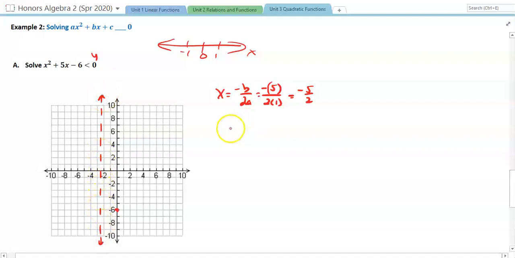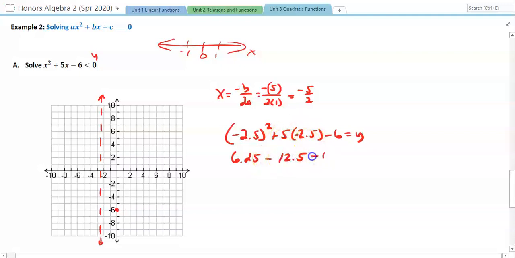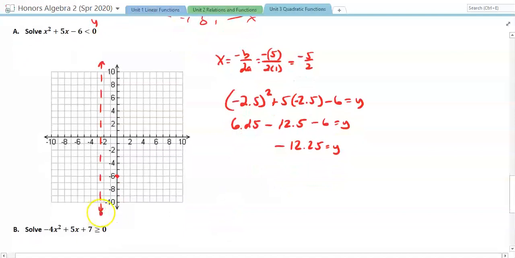I could plug that back in. And so, again, you could use the decimal or the fraction, either case. So -2.5 squared plus 5 times -2.5 minus the 6 would be equal to the y. And so -2.5 squared, 25 squared is 625, so this is going to be positive 6.25. And again, it's a negative there. And so this would be minus 12.5 minus the 6. And so this would be -6.25 minus another 6. It's going to give us -12.25. So that takes us actually off the bottom of our graph here, down about here.